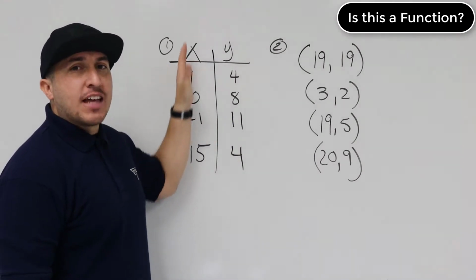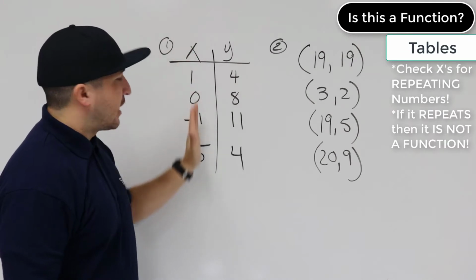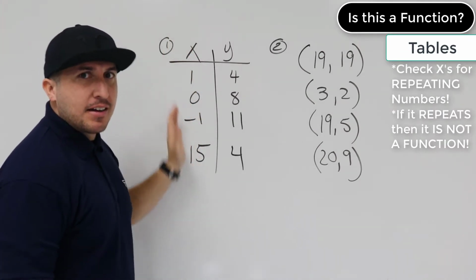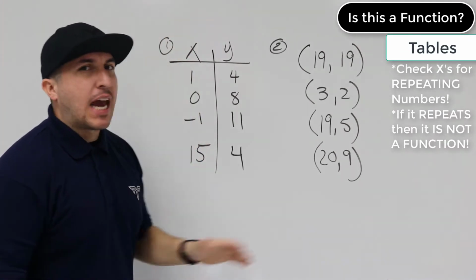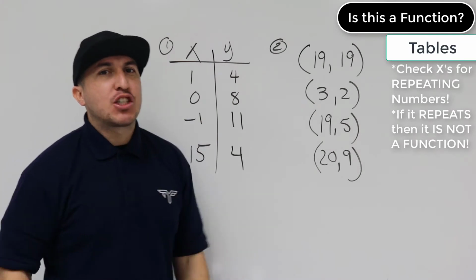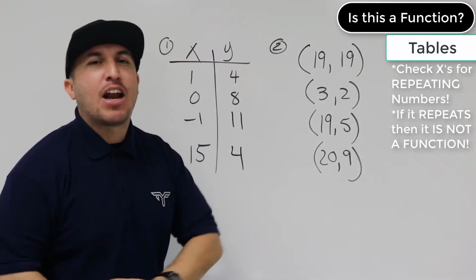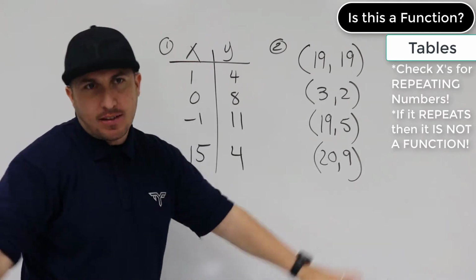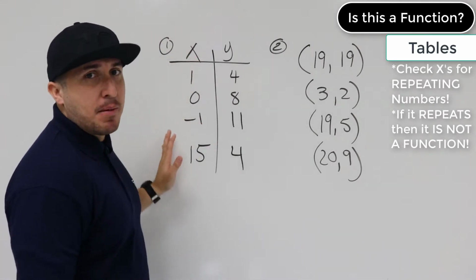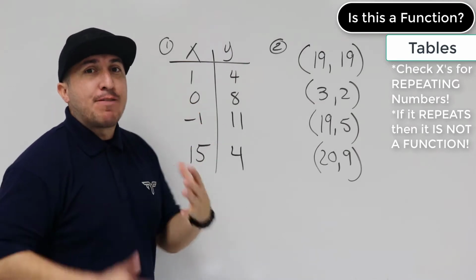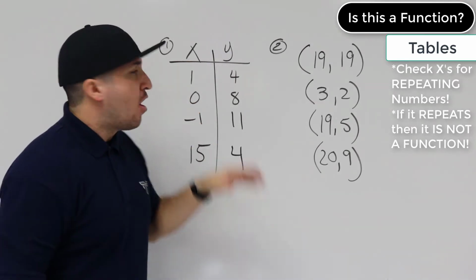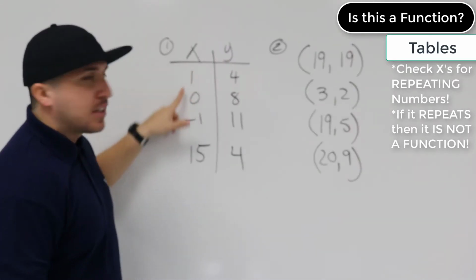All you're going to do is check the X column. What column are you going to look at? The X column. I don't care about the Y column. Whenever they ask you if this is a function, you do not care about the Y values at all. They matter not. And all you're going to do is look to see if any of those X's are repeating. Are any numbers in this X repeating?